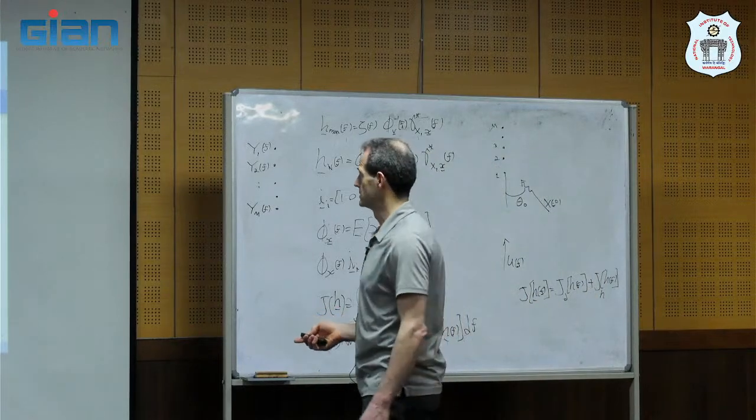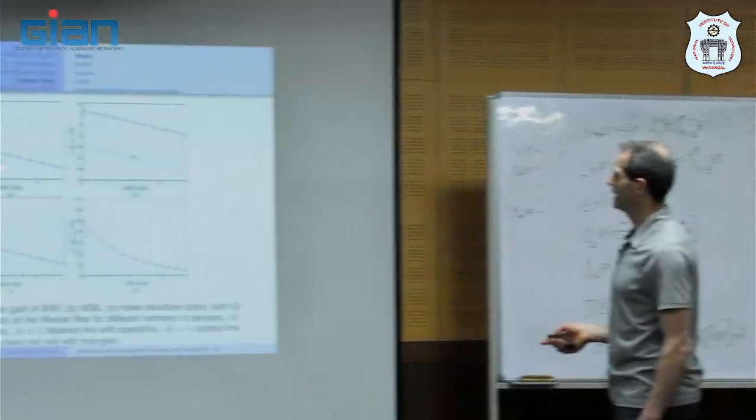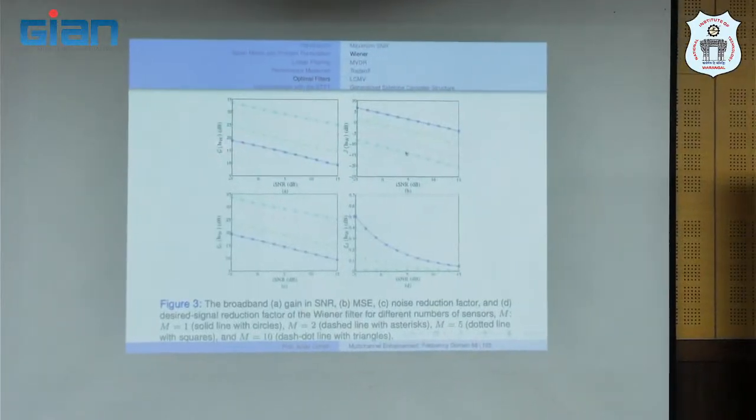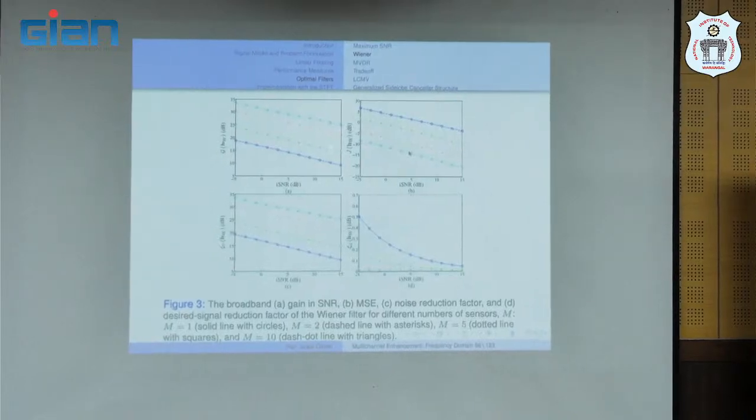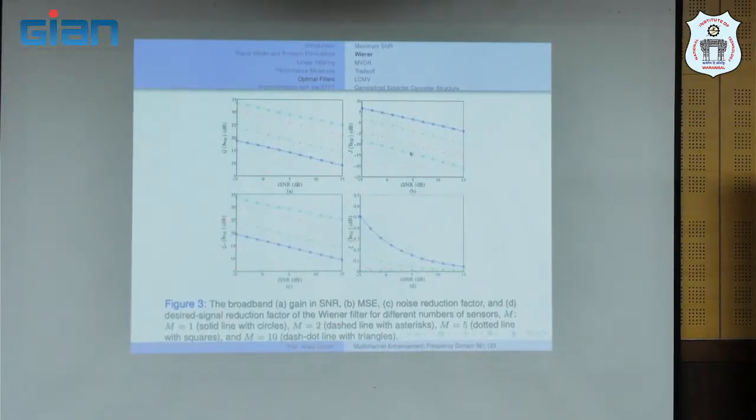So if we use the Wiener filter, we see the gain in SNR, the MSC, the noise reduction factor, and the desired signal reduction factor for different numbers of sensors. The blue line is for one sensor. Green, 2 sensors, then 5 sensors, then 10 sensors. So you see that for a given input SNR, the more sensors that we use, we can have higher noise reduction. We can reduce more noise.